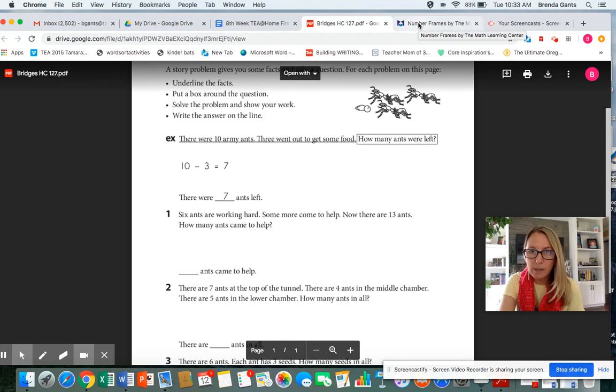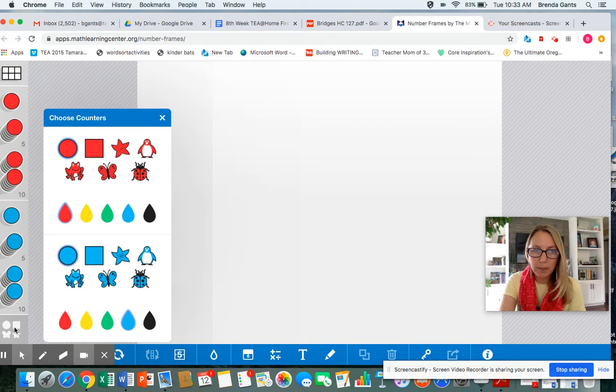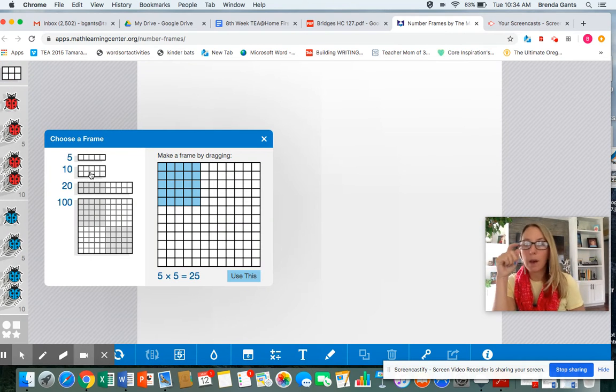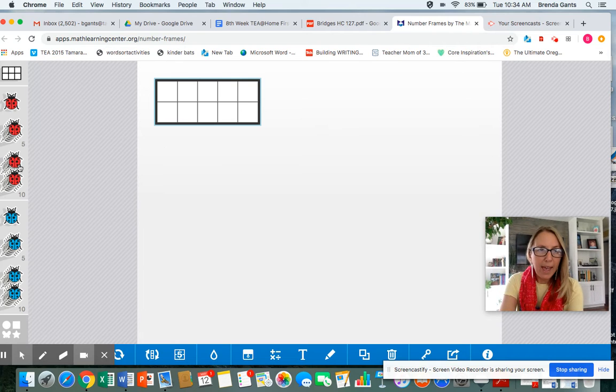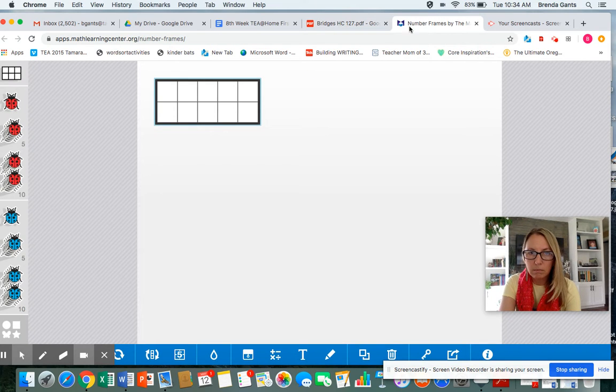I'm going to show you how I would do this on these number frames. First of all, I'm going to open up this little picture box. And right now, my red counters are circles and my blue counters are circles. I don't have any ants, but I do have bugs, so I'm going to change those to ladybugs. And then I'm going to change the blue ones to ladybugs too. Okay, so we're going to close that. Now, I'm going to look at these. And for this problem, I only started off with 10. So I really only need a 10 frame to be able to make a model of this. I'm going to open up my 10 frame. And I'm going to look at the problem one more time. It said there were 10 army ants. Okay.